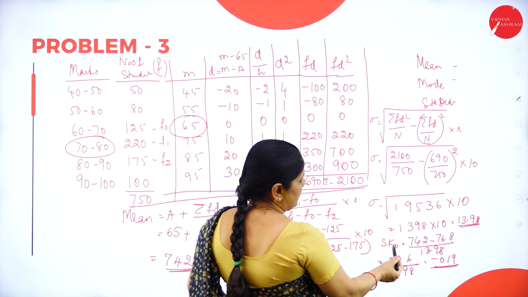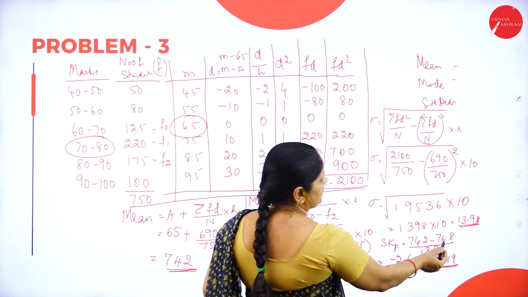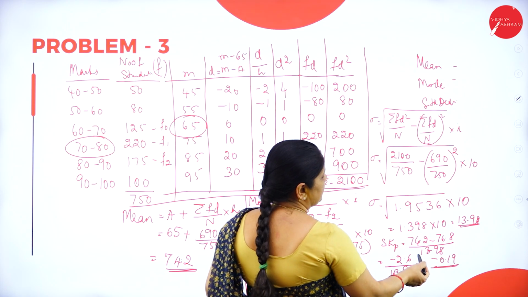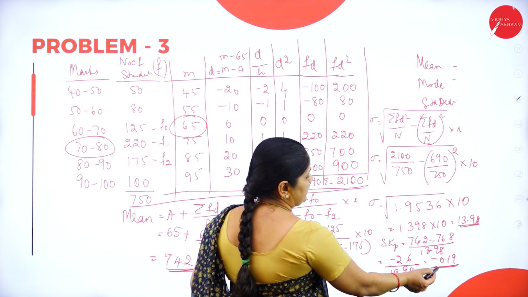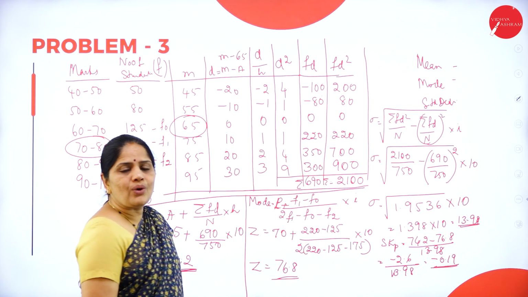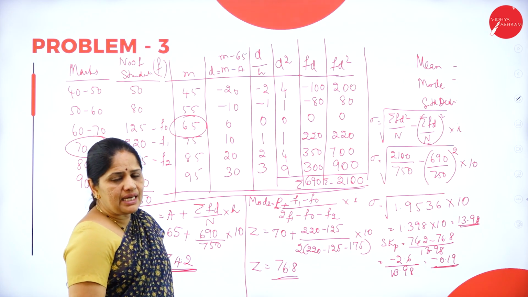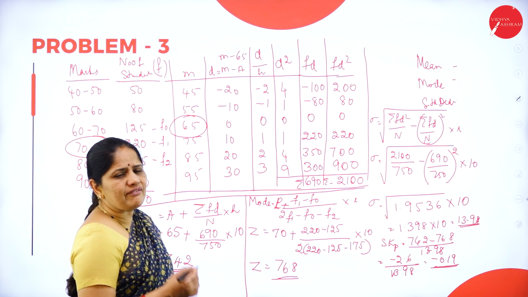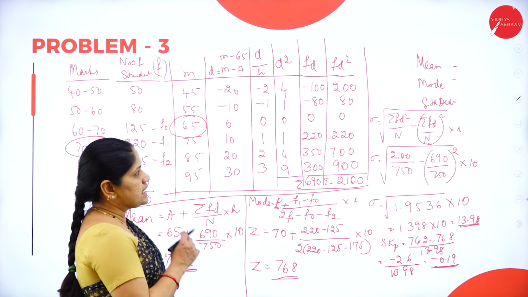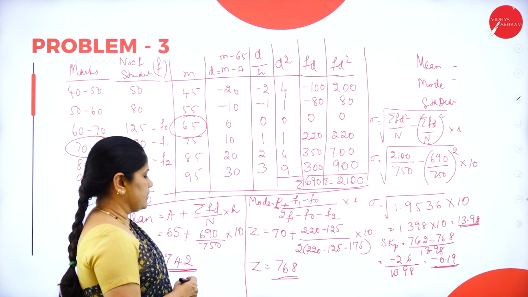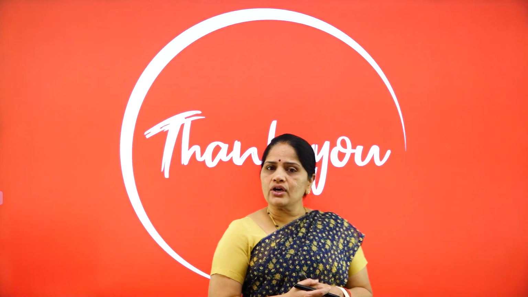Now to calculate the skewness, I have 74.2 minus 76.8 divided by 13.98. So that is minus 0.19. So this is a negative skewness. There is a very low negative skewness in this kind of data. With this, we come to the end of this session.